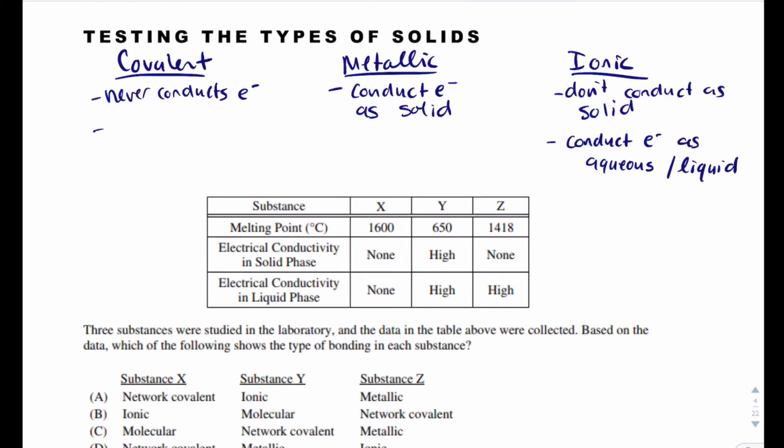However, it can dissolve in water, so polar compounds will dissolve in water. But nonpolar will not dissolve.